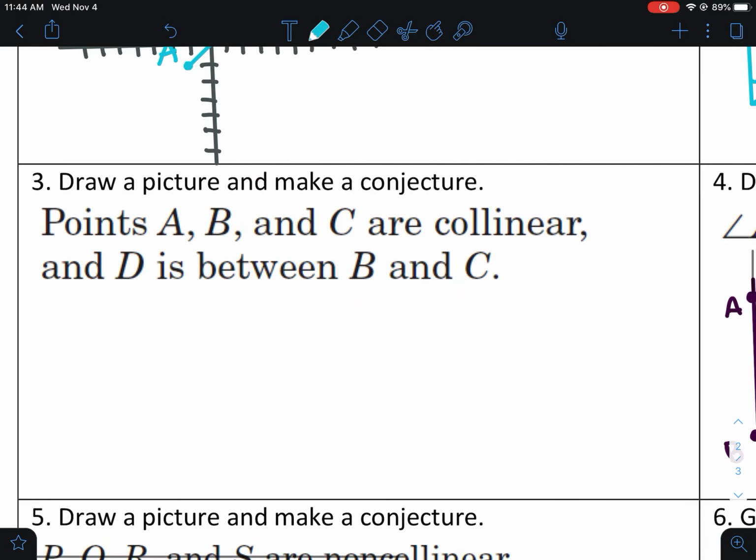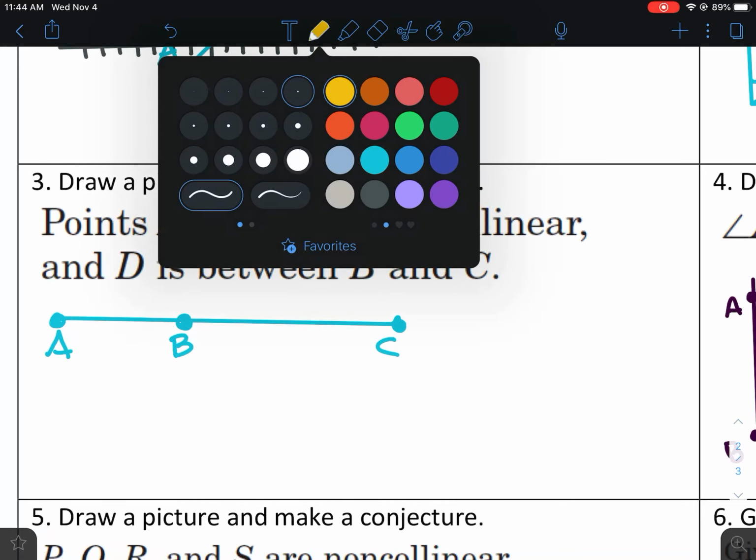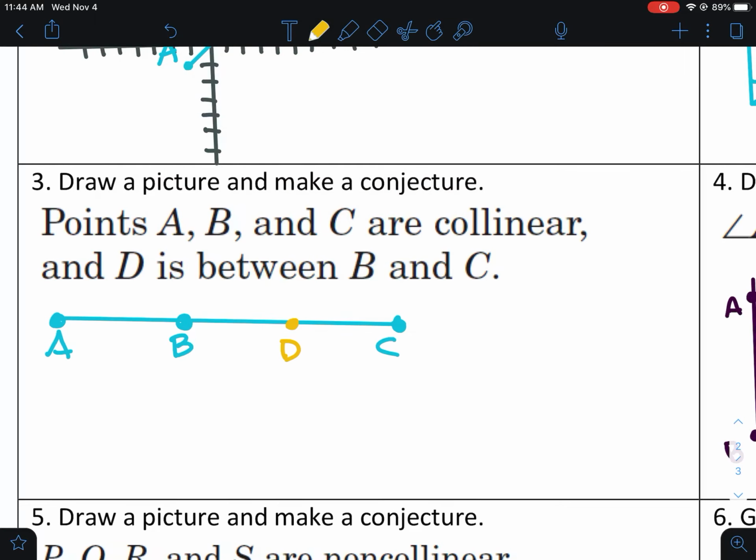Number 3, draw a picture and make a conjecture again. We have points A, B, C are collinear, and D is between B and C. So I'm going to draw 3 collinear points. We have A, B, C, and then it says that D is between B and C. So what conclusion can we draw? We can make the conjecture that A, B, C, and D are collinear. That's not the only conjecture, but that is one conjecture that we can make.